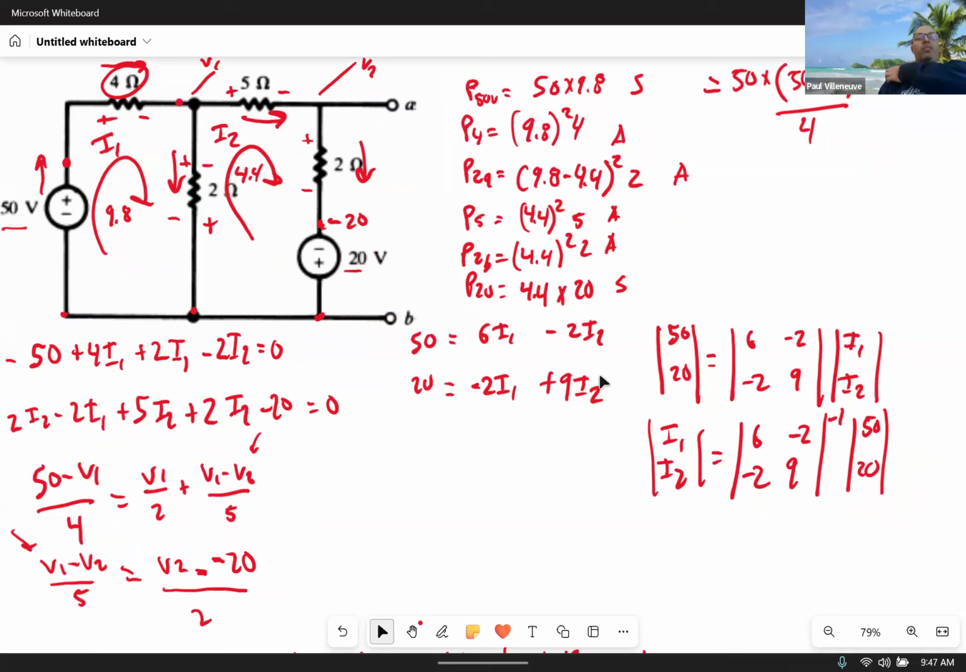Let's do the next one for the resistor, and let's show how I would do the P4 ohm. So the way that I would do the P4 ohm is I would just do V squared over R. Here's where you got to be careful. The V we're talking about is the voltage drop across the 4 ohm resistor. It is not 50 volts and it is not V1. So it is (50 - V1) squared over 4.